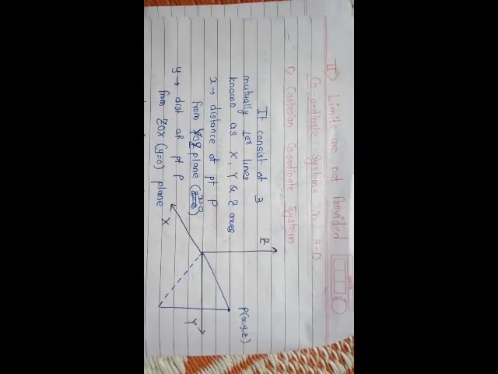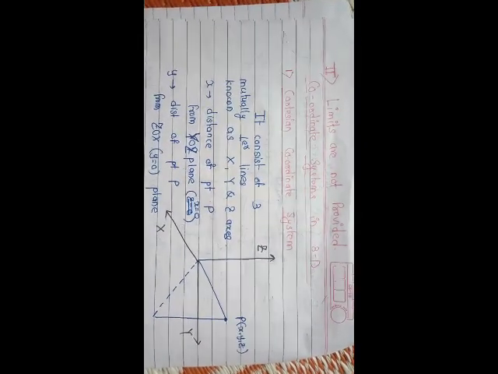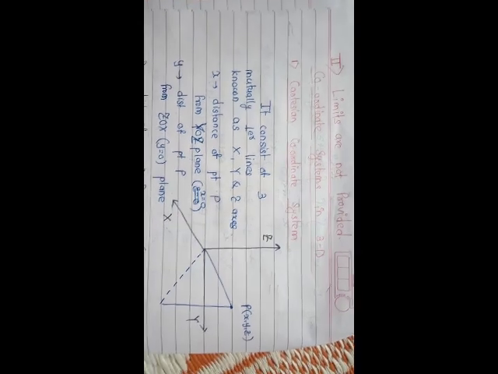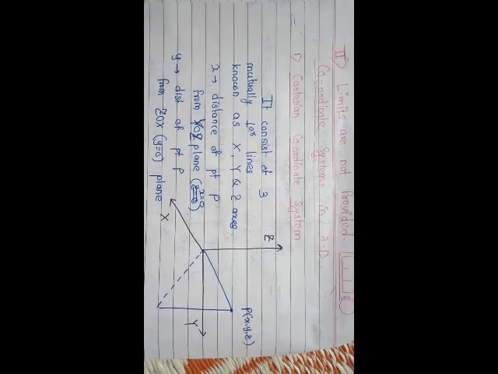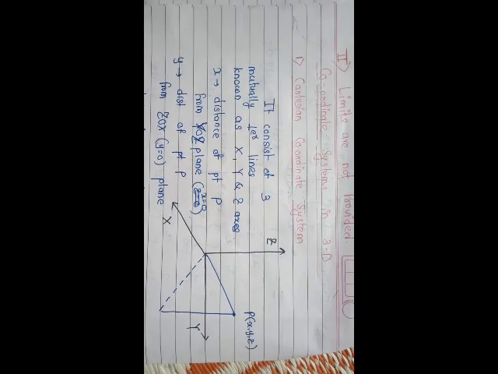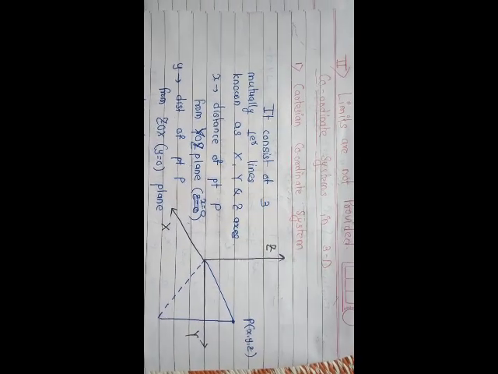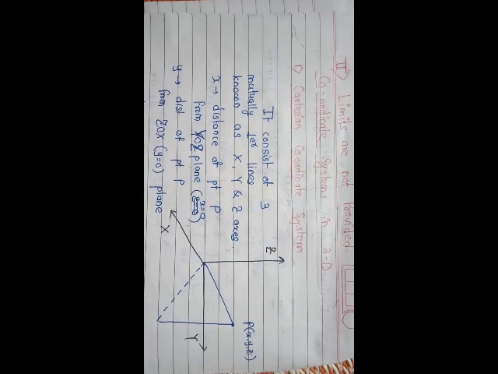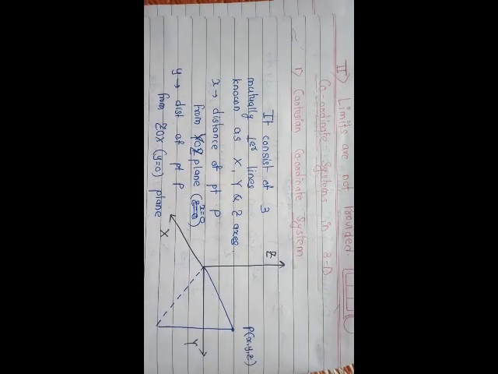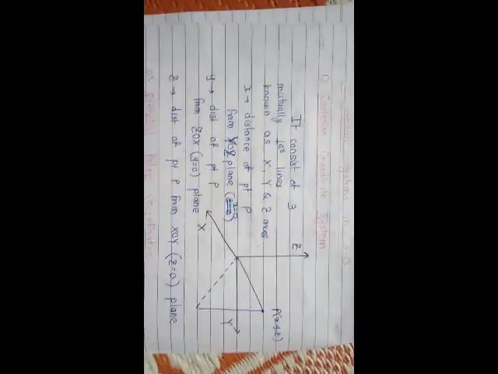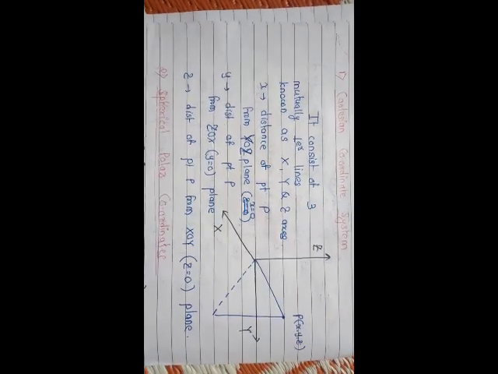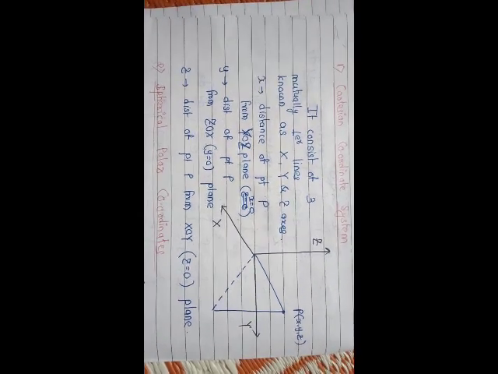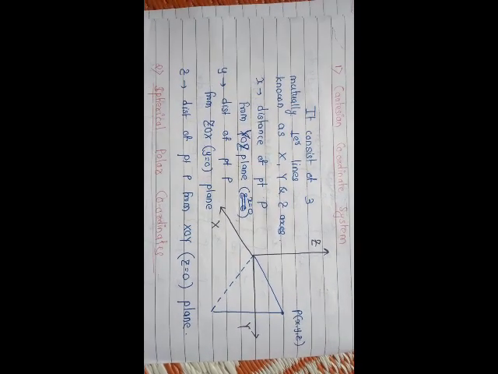It consists of 3 mutually perpendicular lines known as x, y and z axis. So these are the x, y, z axis. Their intersection point is origin. Then x is the distance of the point P from the YOZ plane. The YOZ plane is written as the x equal to 0 plane. Then y is the distance of the point from the ZOX plane, that is the y equal to 0 plane. And z is the distance of point P from the XY plane, that is the z equal to 0 plane.